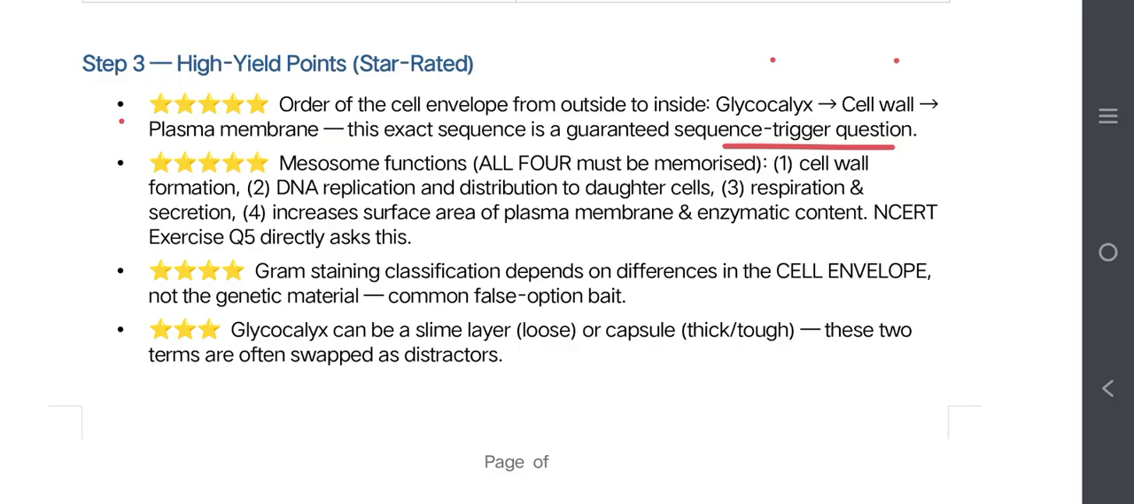Another one is mesosome functions. All four must be memorized. First is cell wall formation; DNA replication and distribution to daughter cells; respiration and secretion; and increasing the surface area of the plasma membrane and enzymatic content. NCERT exercise question 5 directly asks this. So check NCERT exercise question 5. I extracted all these points and made the high-yield points only from the direct lines of NCERT.